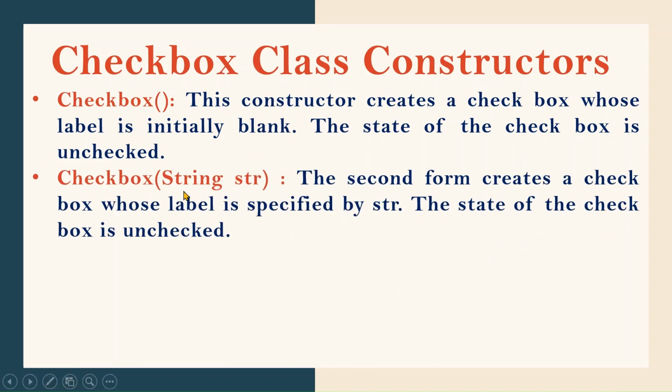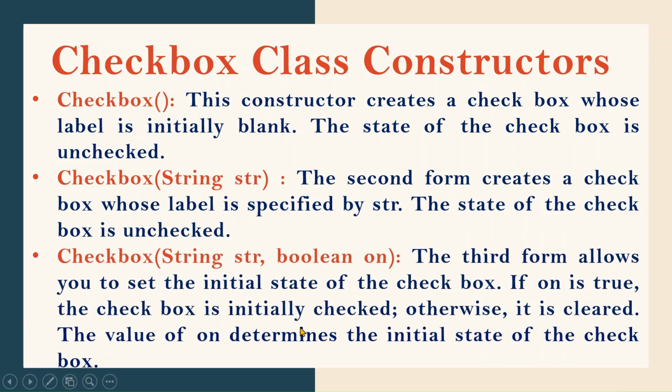Now this is the second constructor, a checkbox with a string. Whatever string you pass will act as a label. The second form creates a checkbox whose label is specified by the str reference variable. This str is of type String. Here you need to specify the string you want to show beside your checkbox, which we call a label. The state of the checkbox is unchecked for the second constructor also.